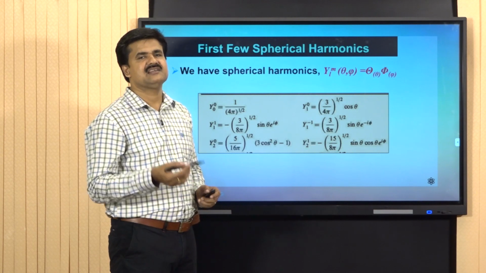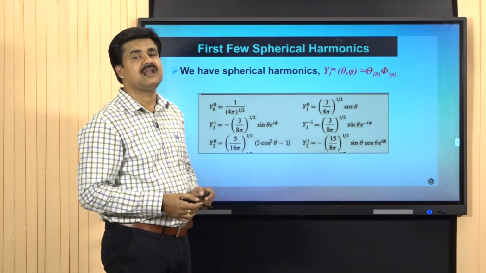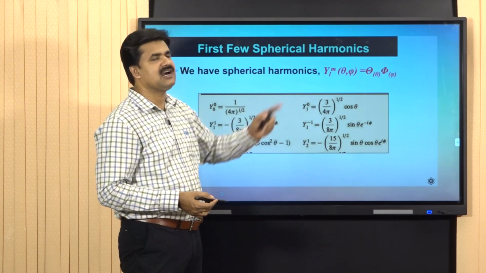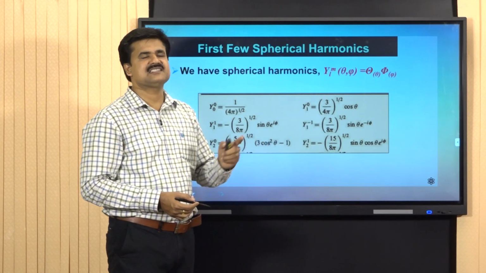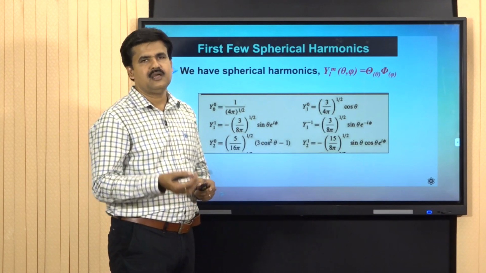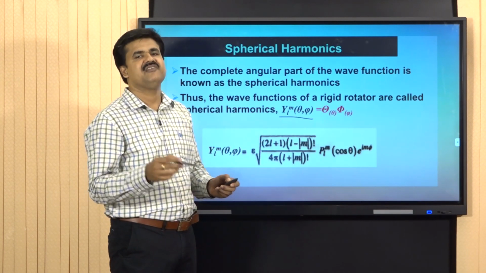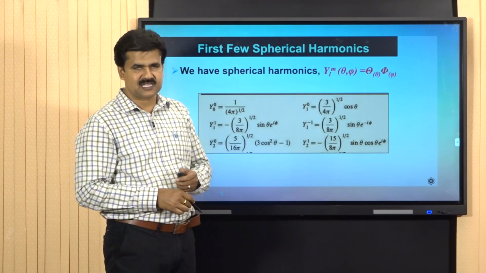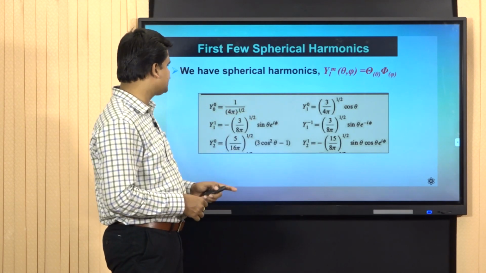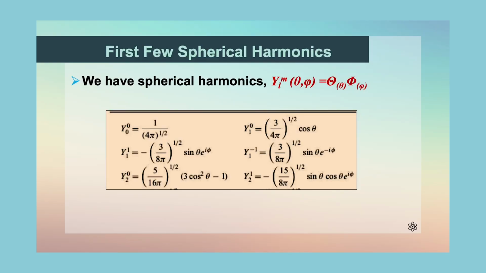Thus, we will get values of the first few spherical harmonics. By putting different values of L and M in this expression, we will get the first few values of the spherical harmonics. The first few values are Y 0 0 is equal to 1 by root of 4 pi, Y 1 0 is equal to root of 3 by 4 pi into cos theta, and so on.